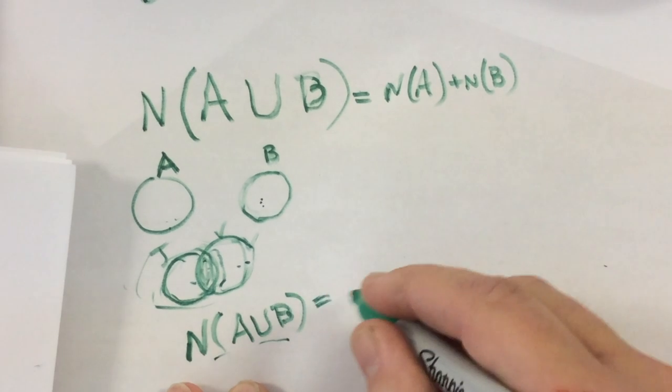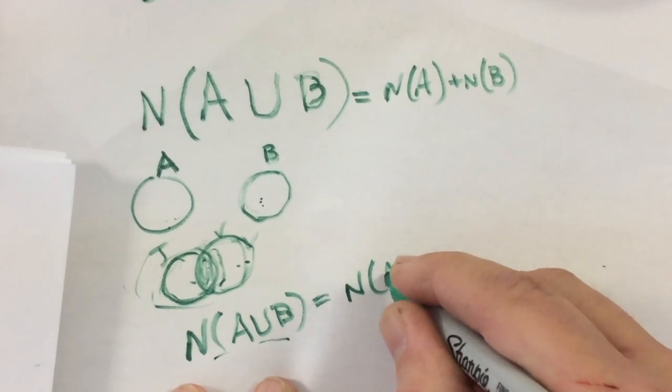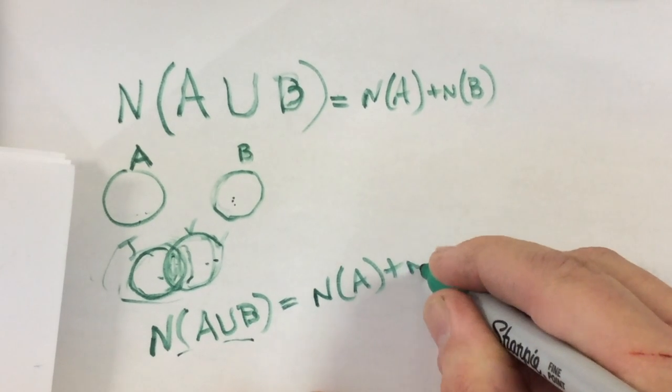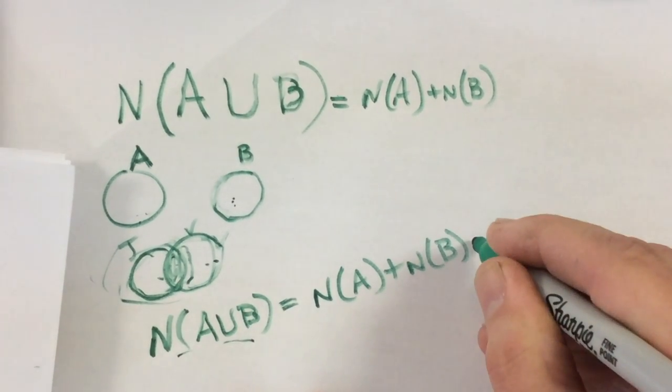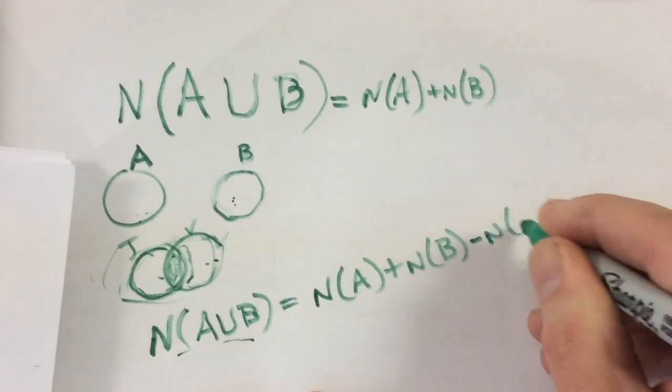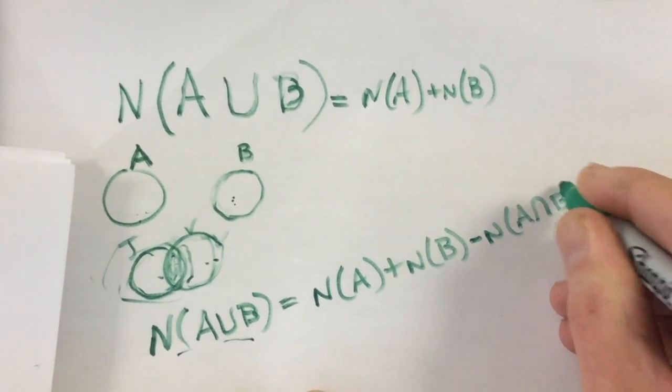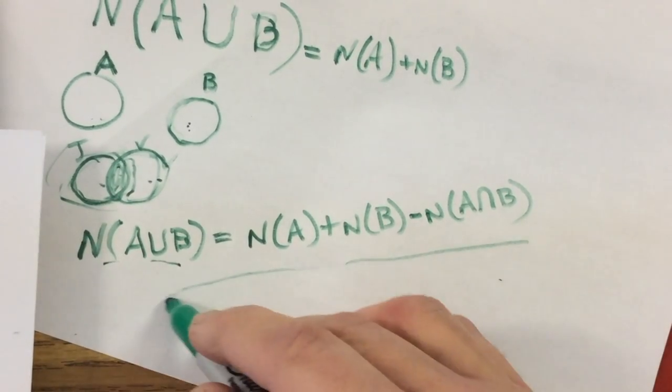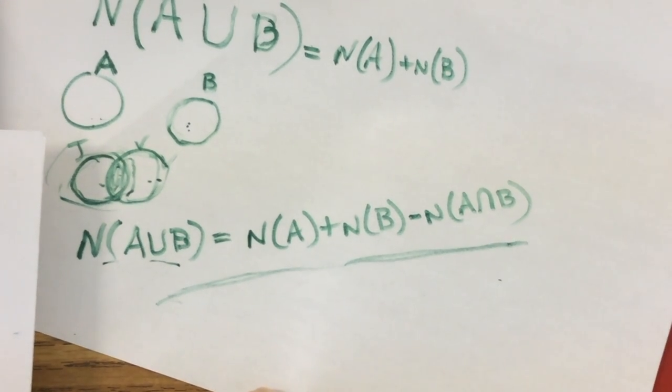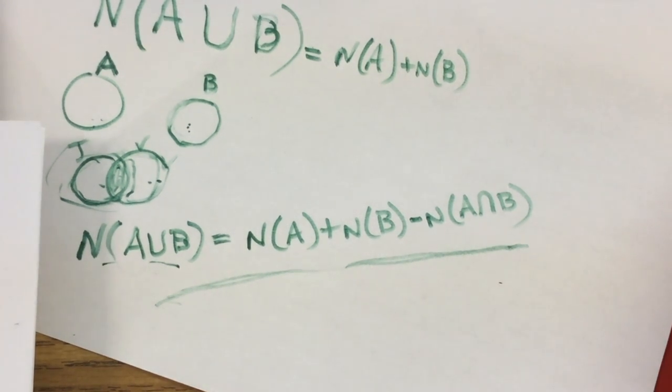So if they are overlapping, then I've got to count the number in A, the number in B, and then subtract the number that's in their intersection, because I've counted those twice. These things are called the counting principle, or at least this is part of it. And it's one of the ways of making sure that you can count the total number of things and the total number of favorable outcomes, so that you can figure out what the probability is.